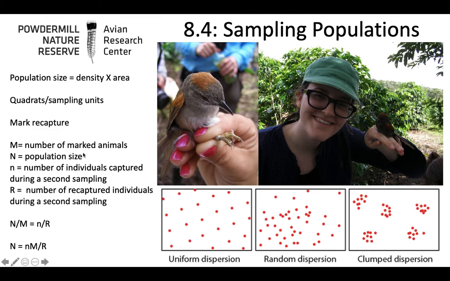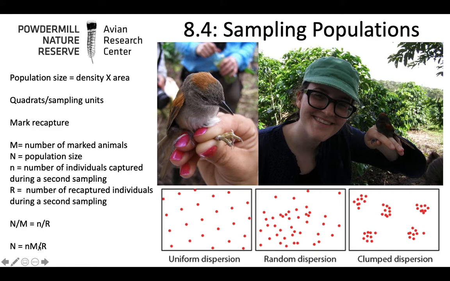M is the number of marked individuals that you catch the first time. Little n is the number of individuals that are captured during a second sampling. So this is round number one, this is round number two. R is the number of individuals that are recaptured from M. So n is the number of total new captures and recaptures, and R is the subset of those that were recaptured. Now, N, that's what we don't know. And so what you're going to try to do, using these numbers, is to solve for N.